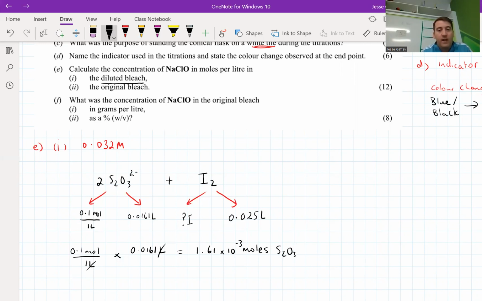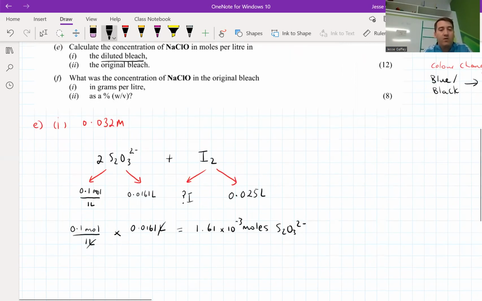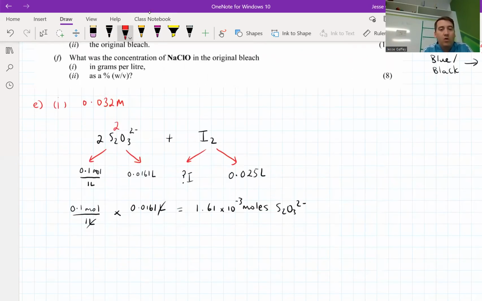S2O3 2 minus. Now I want to find out how many moles of iodine did that react with. So pause the video and do the next step. Find the moles of iodine that this reacted with. Well, as you can see, this is a 2-to-1 ratio. So there were 2 parts thiosulfate for every 1 part iodine. How do we do that if we're not sure?